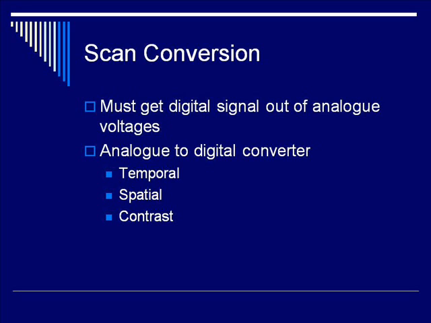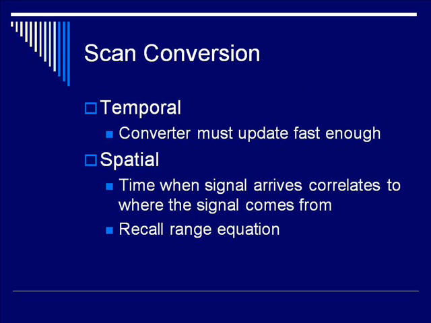We don't use every single value for voltage. We use a specific number of values that we can store in our pixel. I want to reiterate those points. When we convert from analog to digital, we're converting in three ways. The first is temporal. The converter needs to update fast enough for us to have a realistic image.